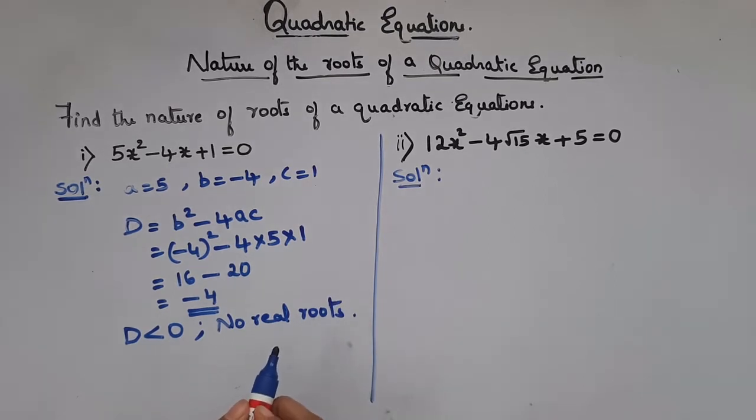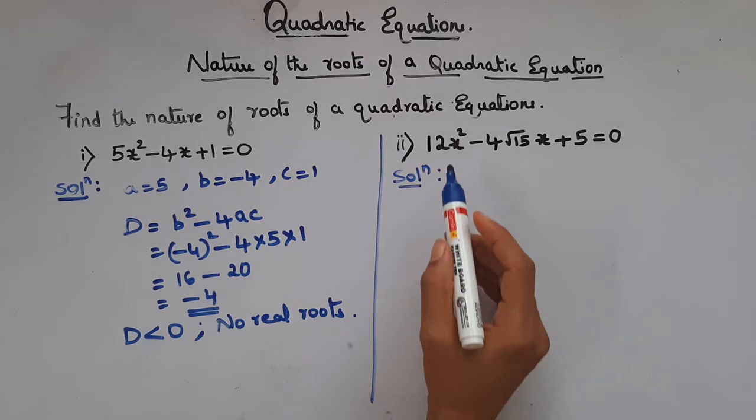So if you see in my previous slide, there was a table where d is less than 0. It says no real roots, right? Go back and check the table where it says if the discriminant value is less than 0, that means there are no real roots. Now let's see this problem.